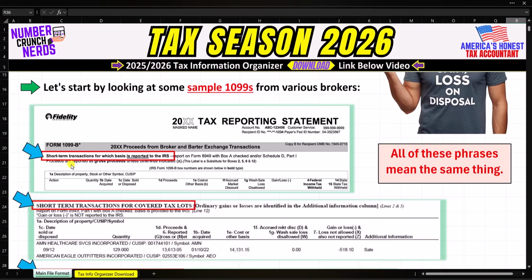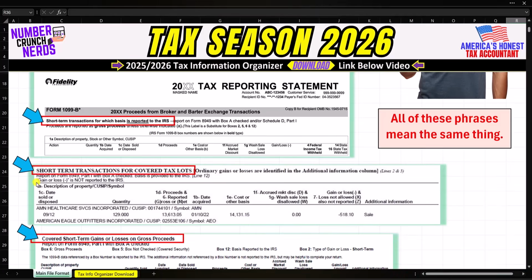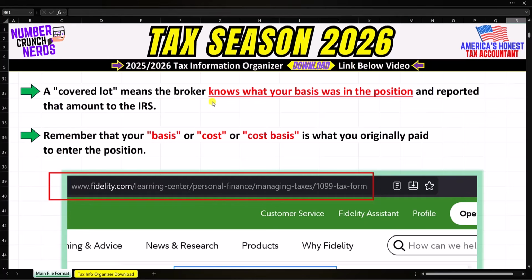Starting right down here, short-term transactions for which basis is reported to the IRS. Then right here, short-term transactions for covered tax lots. And then finally down here, covered short-term gains or losses on gross proceeds. All of these phrases that we just went over, they all mean the same thing. A covered lot means the broker knows what your basis was in the position and reported that amount to the IRS. Remember that your basis or cost basis is what you originally paid to enter the position.